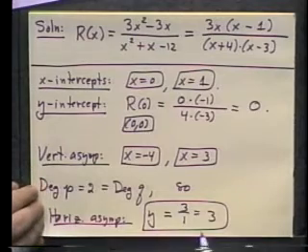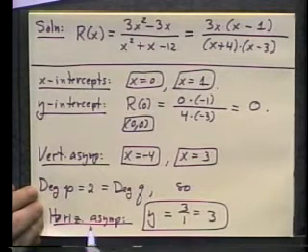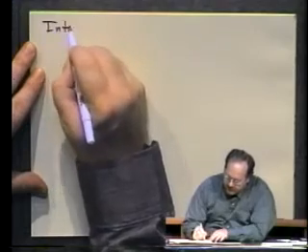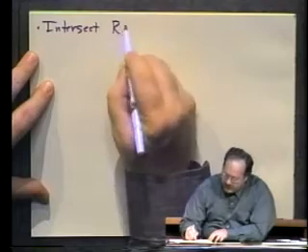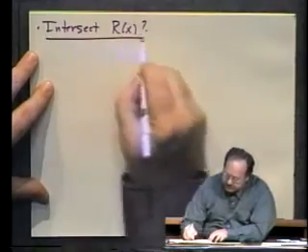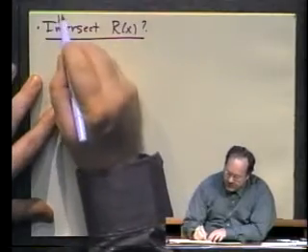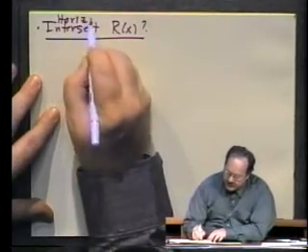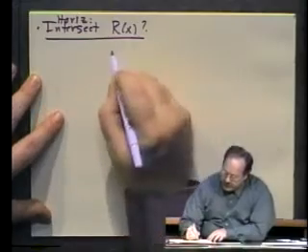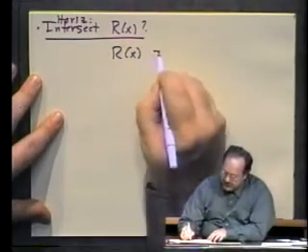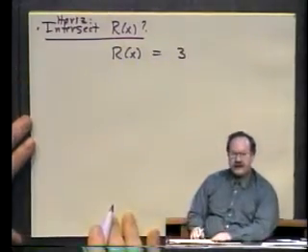Now let's see, I want to find out if the horizontal asymptote and the original curve actually intersect. So let's gather that piece of information. Let me write that out telegraphically: the horizontal intersect r of x, something like that. Well, what I do to solve that, of course, is set r of x equal to 3 and then find out what I get.